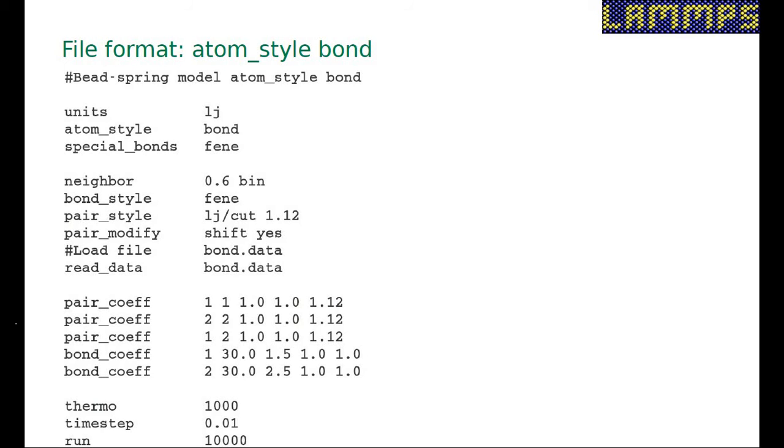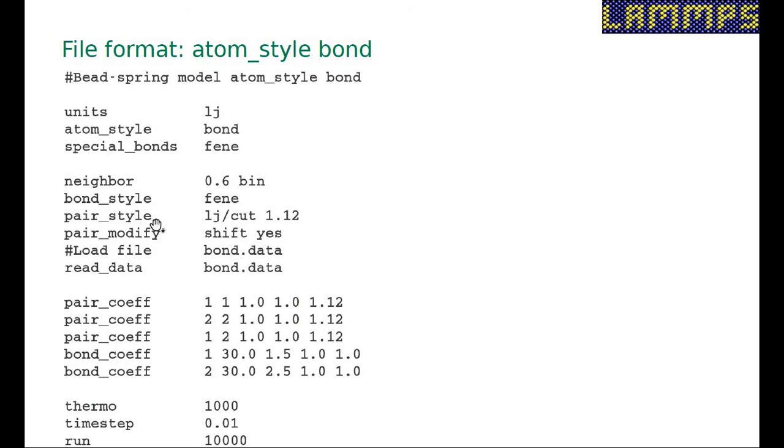Okay, so the script for atom-style bond. So we have a script where we simulate a star polymer using the bead-spring model. Again, we use Lennard-Jones units using the atom style bond. For the springs, we use special bonds, in this case the FENE spring, and we must include the bond style. As I said, we use FENE.